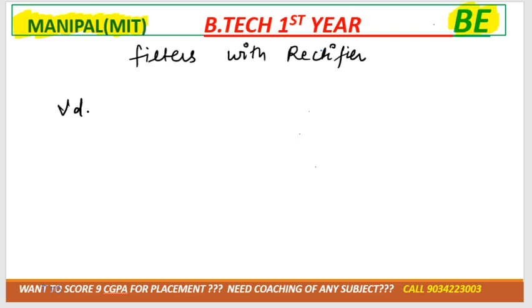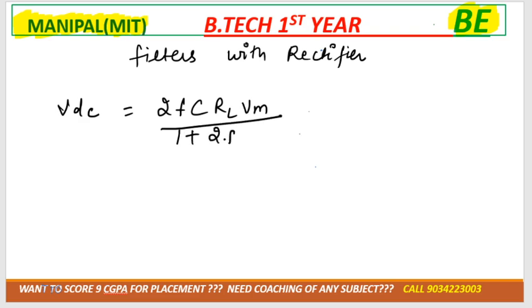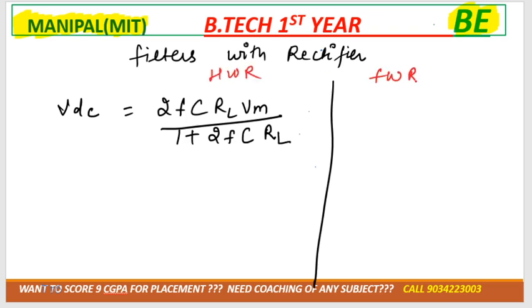तो VDC का formula is 2FCRL into VM. VM is the maximum voltage. 1 plus 2FCRL. ये तुम्हारा शायद हैंडबुक में गिवन है, एक बार फिर भी क्रॉस चेक कर लेना. This is for particular half wave rectifier. Next, for the full wave rectifier, it is 4FC RL VM divided by 1 plus 4FC RL.